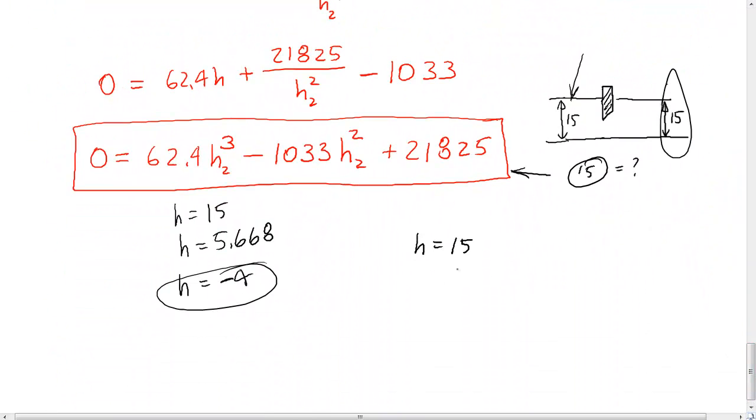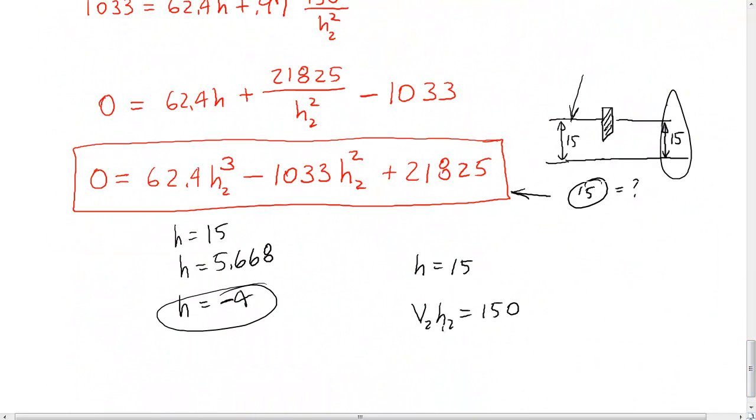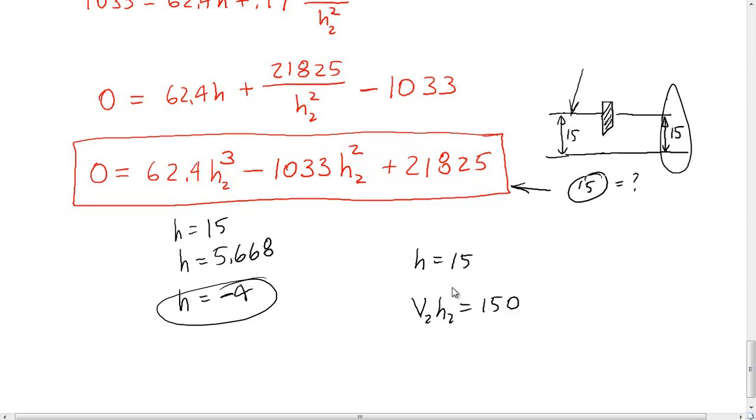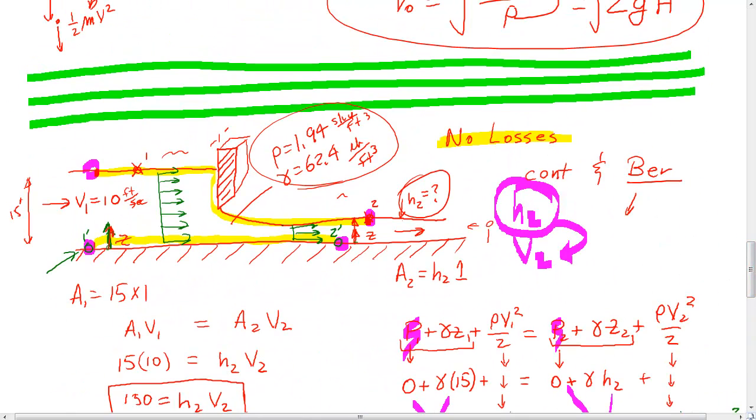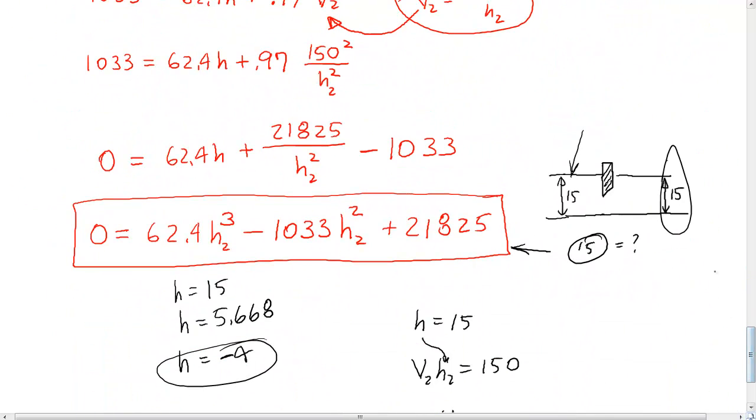Now, if you take h is equal to 15, then you have to remember that v2 times h2 was equal to 150. I'm sorry, the h is equal to 15. If you plug that in here, you get back v2 is equal to 10. So in other words, it's 15 high at the bottom, it's 10 feet per second back here, and it's 10 feet per second out here. So not a big deal. So you get 10 feet per second here, and then down here you get 10 feet per second. So this just was an obstruction which did something like that.